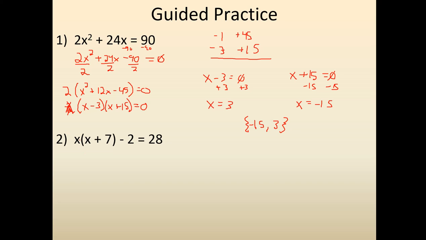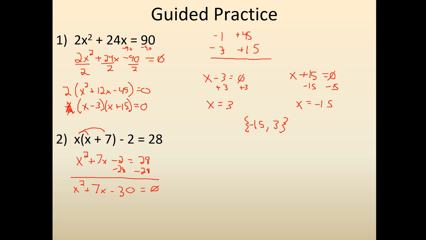All right, so for here, the first thing I want to do is simplify. I have to distribute the x to both of these terms. So I get x squared plus 7x minus 2 equals 28. I'm going to want to subtract 28 from both sides. Now there's already a constant over here, so what I'm going to do is plug that into my calculator. So I'm going to do negative 2 minus 28, and I end up getting negative 30.